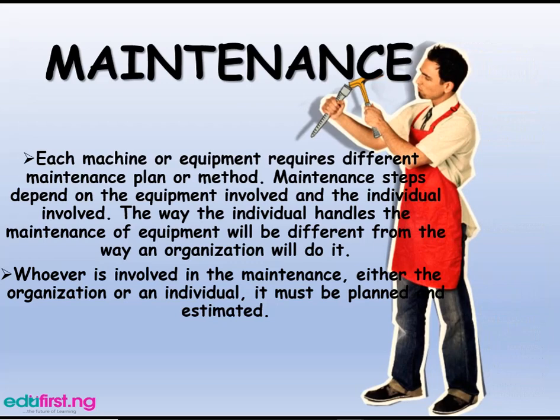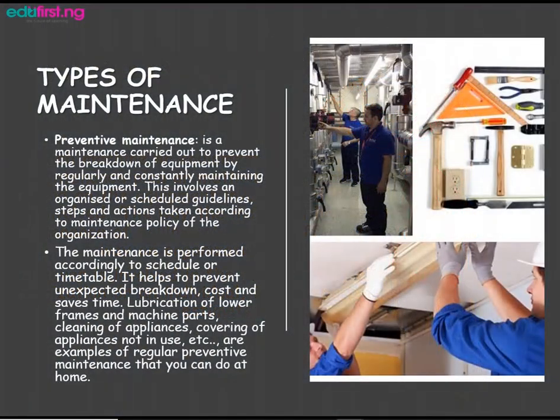Preventive maintenance, number one. It is a maintenance carried out to prevent the breakdown of equipment by regularly and constantly maintaining the equipment. This is to say, let's use example of a bulb in the classroom or a bulb in your house. If it goes off, you change it. It is irregular maintenance, because if you leave it there, it will spoil the lamp holder there.